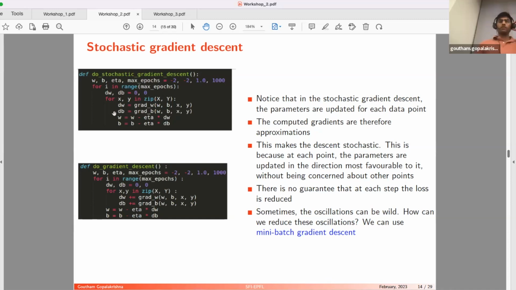That's a good question. What we are doing here is that once you see the first data point, you immediately compute W and B, you update. And for the next data point, this will also affect the loss function. Oh, I see. Got it. Okay, thanks.